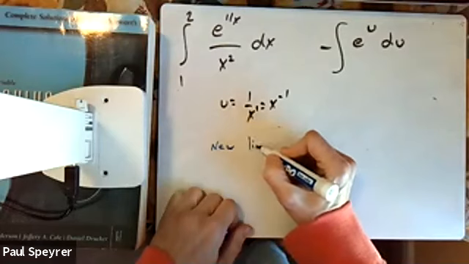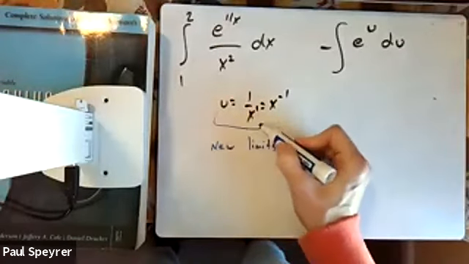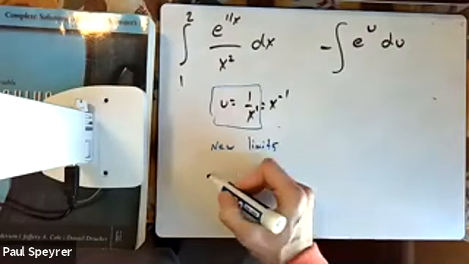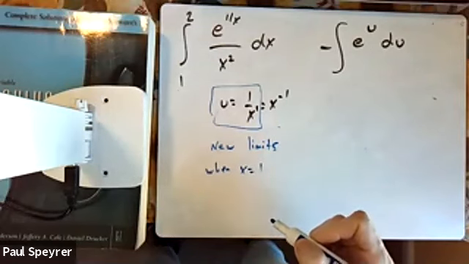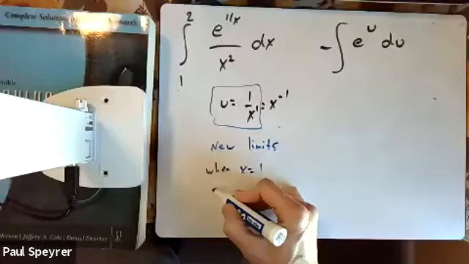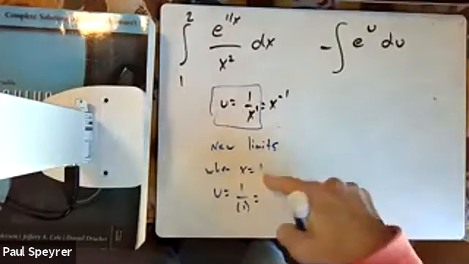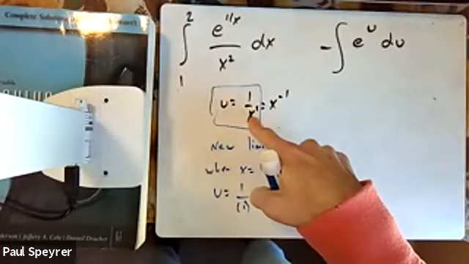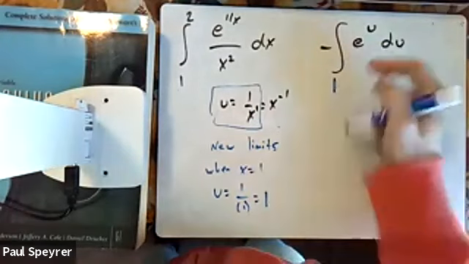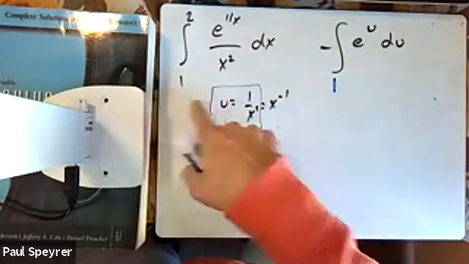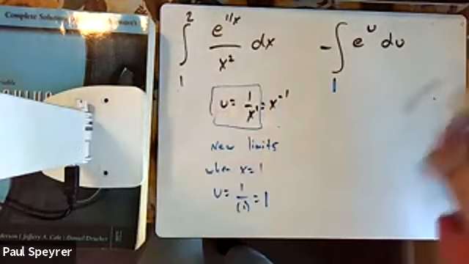New limits. How are we going to do that? Remember the relationship that we established between u and x. So when x equals 1, u is equal to 1 over 1, right? Because again, I'm plugging this 1 into this relationship right here. That's just equal to 1. This is our new bottom limit. Yes, they are the same. That is possible, okay? It just depends on what your u was and what's happening right there.